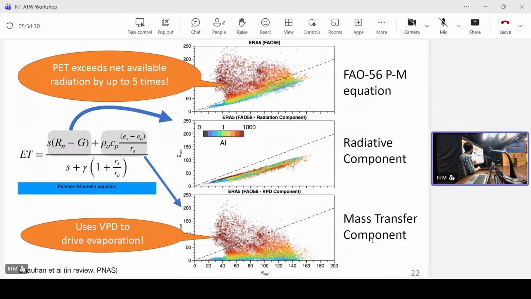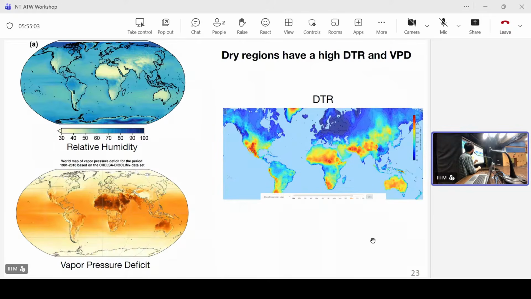And when we look at the two components of this equation independently, this here is the radiative component individually plotted, and this here is the aerodynamic component. The violation comes only in the aerodynamic component. The radiative component is more or less consistent, which is obviously the case because you partition net radiation itself. And this component here uses the dryness of the atmosphere to drive evaporation rates. So essentially something goes wrong in this component. We'll continue our little intuitive diagram to understand this. But what we have is, you see that most dry regions have very high VPD and very high diurnal temperature range also. So this links to the story I began with, reaching the atmospheric dryness estimates, that this has to somehow do with how we were putting heat into the lower atmosphere.